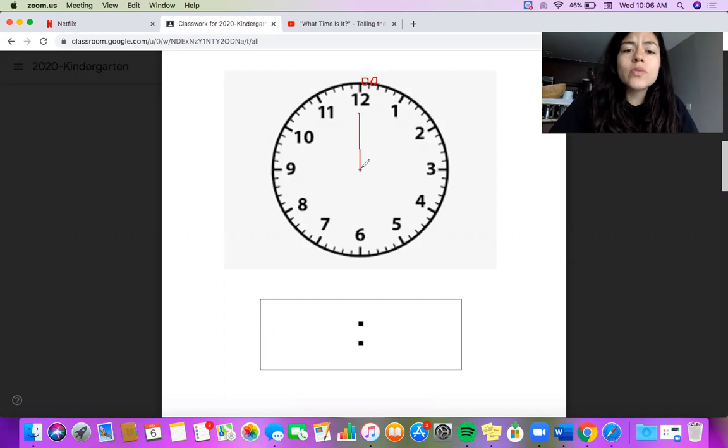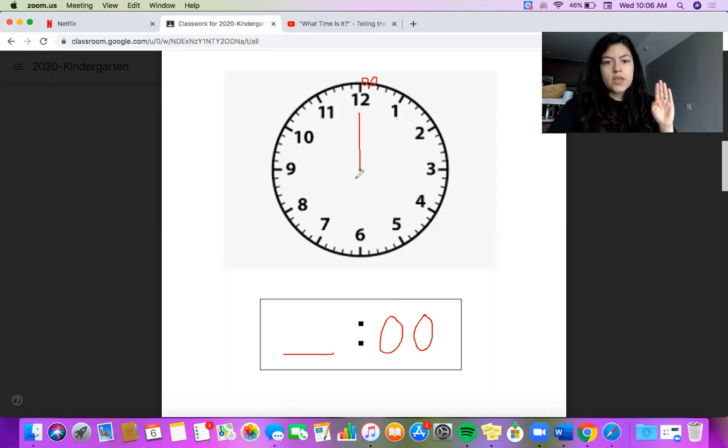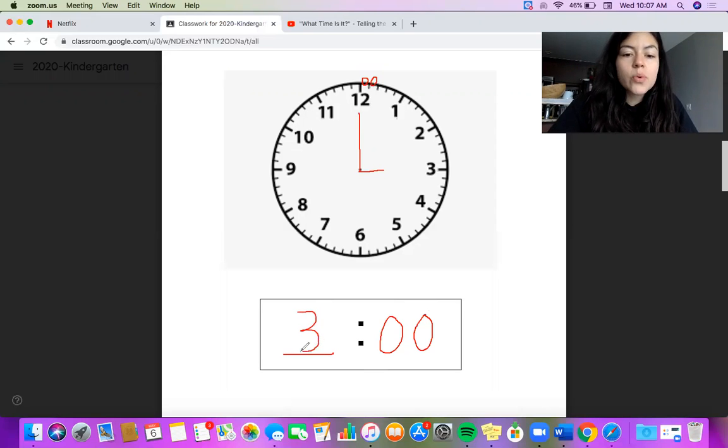So because we know that this hand is always going to be pointing to the 12, 00 minutes, we can actually put in 00 in our digital clock right away, because that is not going to change. Just like this hand on the analog clock is not going to change. What is going to change is the hour with the short hand. So if I point to the 3, it is 3 o'clock. So my digital clock, I would write a 3 here, because this is where you put the hour. And this means the same thing, 3 o'clock.